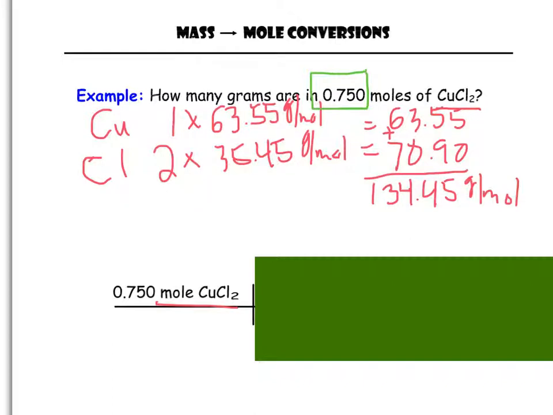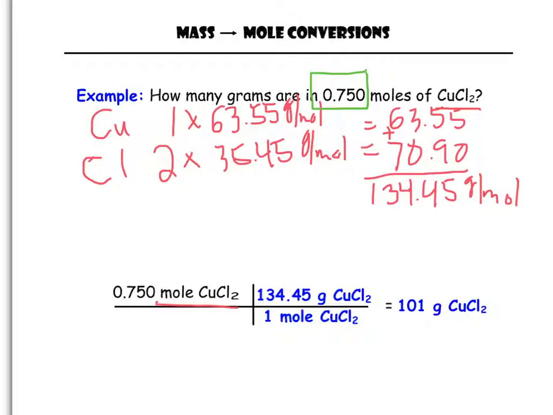So now if we go through and do this, we see that we have 1 mole per 134.45 grams of copper chloride, which would mean that it is equal to 101 grams. And again, that should kind of make sense when you reason it out, because 1 mole was 134.45 grams. So if we have 3/4 of a mole, it should be equal to about 3/4 of the weight.